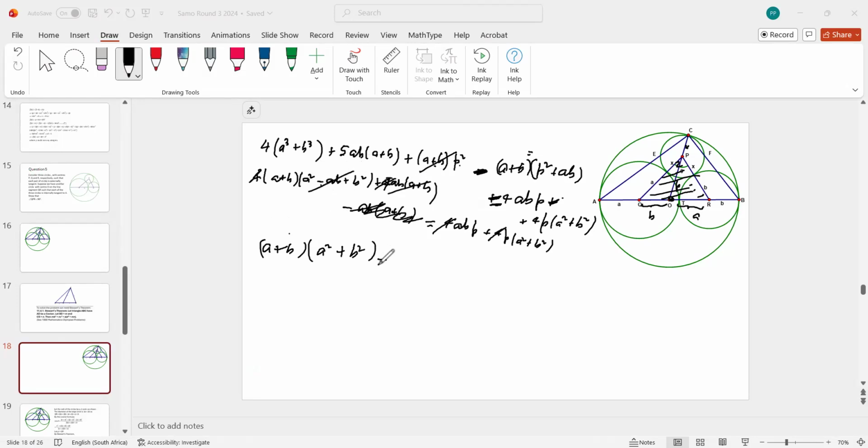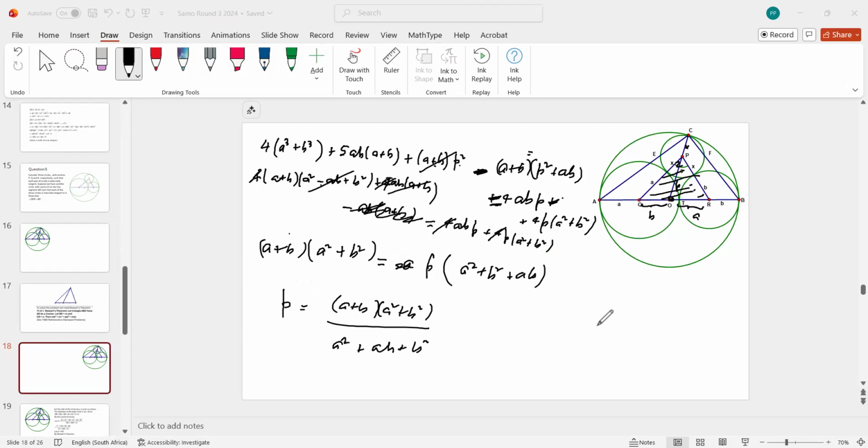Right? And on this side, what have I got? I've got abp. p comes out as a common factor. So you can take p into a squared plus b squared plus ab. And there we have it. We have that p is actually equal to a plus b into a squared plus b squared, all over a squared plus ab plus b squared. Now that is p.